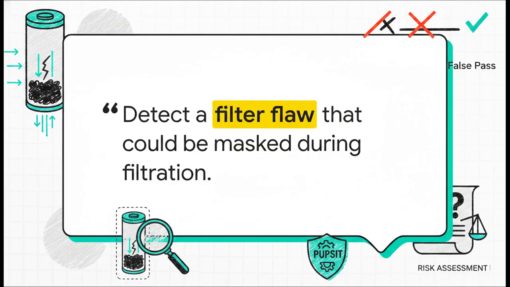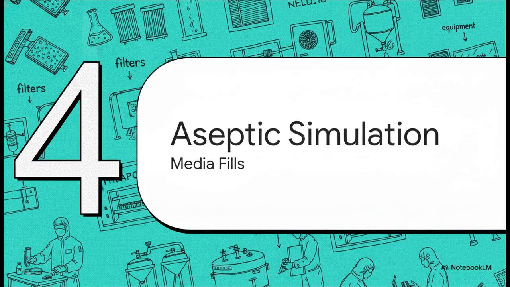The answer is to detect a filter flaw that could be masked during filtration, before the filter is used. You see, sometimes the product itself can clog or mask a micro tear in the filter during processing, which could make a broken filter falsely pass a post-use test. Annex 1 expects PUPSIT to guard against this exact masking flaw unless a heavily documented risk assessment justifies an alternative approach.